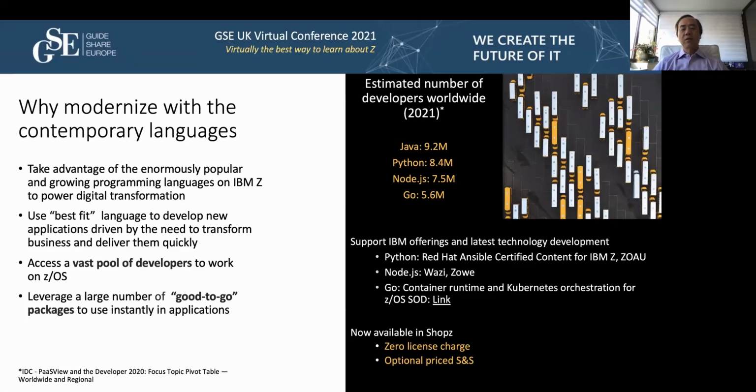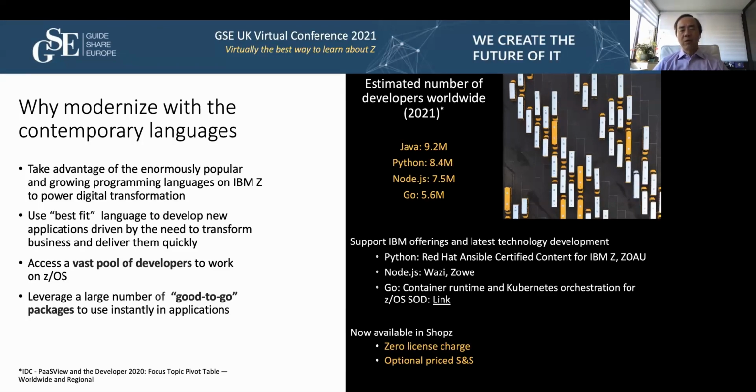it's almost like a de facto language for Ansible. So we're going there to support Ansible and ZOAU, and also something called Isoda, also required for data scientists, which also uses Python. And Node.js is being used in WASI and Zoe. And Go is very important for the platform because we are working on container runtimes and Kubernetes orchestration for zOS, and that's all coded in Go. So we're also using it as well.